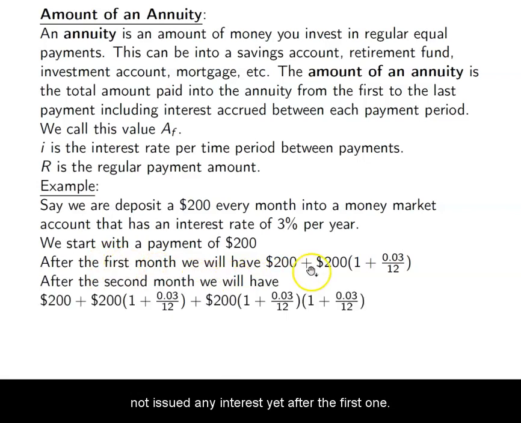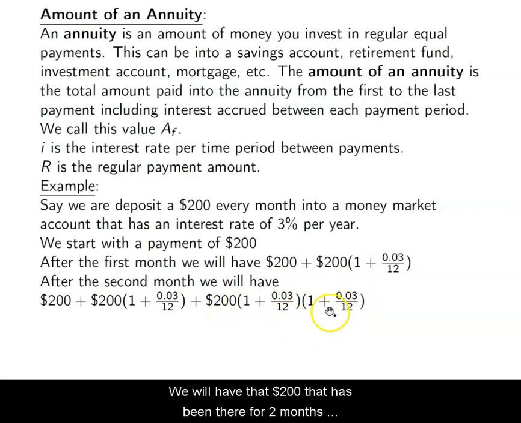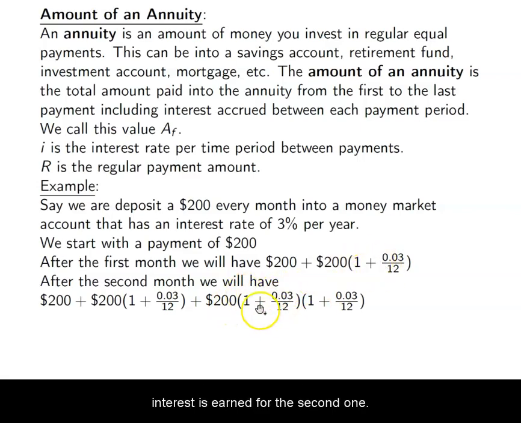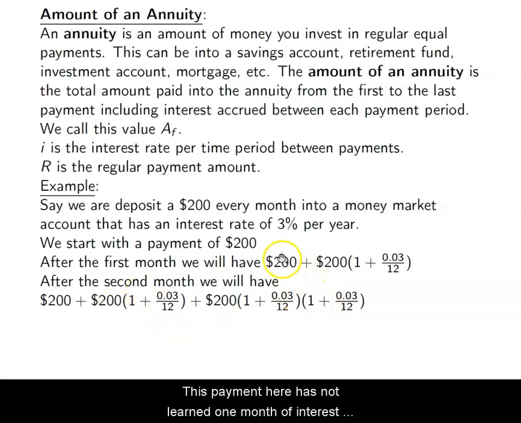After the second month, we will have that $200 that has been sitting there for 2 months. So it has the interest that it's earned plus another set of interest that is earned for the second month. This payment here has now earned 1 month of interest, and we have made a new payment of $200. So I know we're used to looking at our sequences, or the series, the partial sums, as moving like first value, second value, but we're actually going backwards this time.